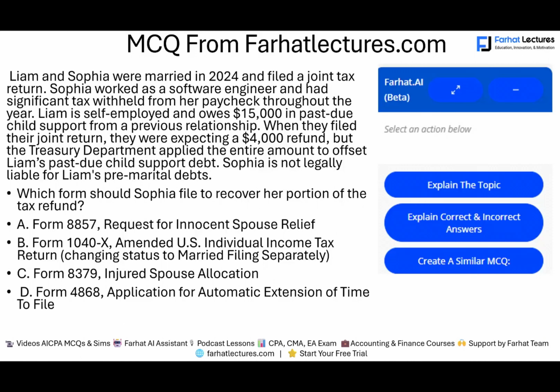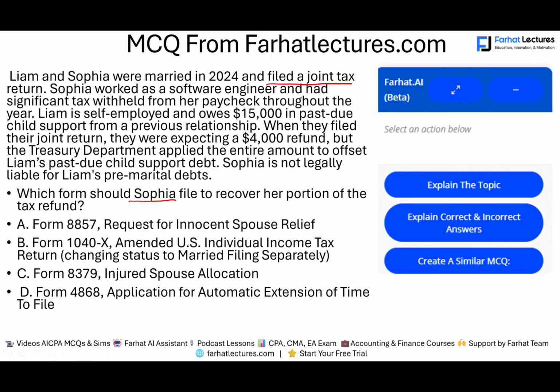We have Liam and Sophia, who were married in 2024 and filed a joint return. Sophia worked as a software engineer and had significant tax withheld from her paycheck throughout the year. Liam is self-employed and owes $15,000 in past due child support from a previous relationship. When they filed the joint return, they were expecting a $4,000 refund, but the Treasury applied the entire amount to offset Liam's past due child support debt. Sophia is not legally liable for Liam's premarital debt. Which form should Sophia file to recover her portion of the tax refund?